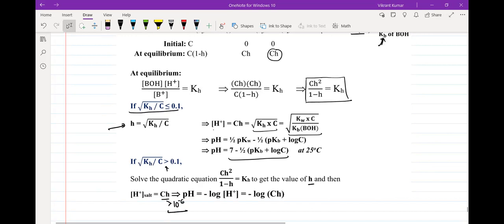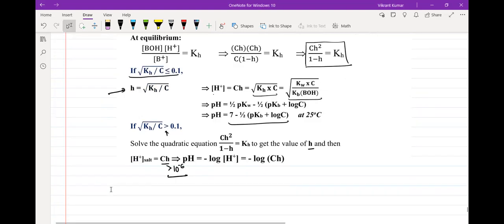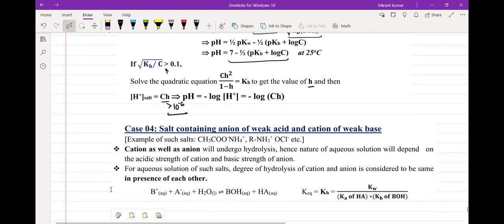Now let's go to the last case where cation as well as anion will be undergoing the hydrolysis. Now in that case, they'll be reacting with each other actually, or they'll be part of the same reaction.